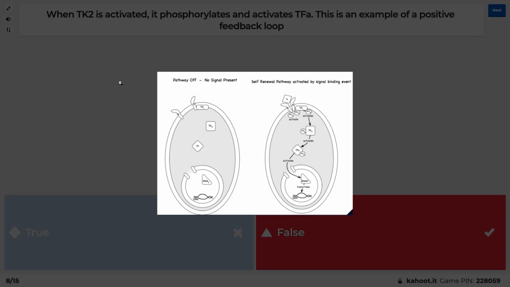Yes. So if we were going to talk about an example of a negative feedback loop, say once TFA was phosphorylated, this caused something to happen where TFA would then block TK2 from being phosphorylated, therefore it couldn't be activated and it would be shutting down that component of the pathway. Then that would be a negative feedback loop. Does that make sense?